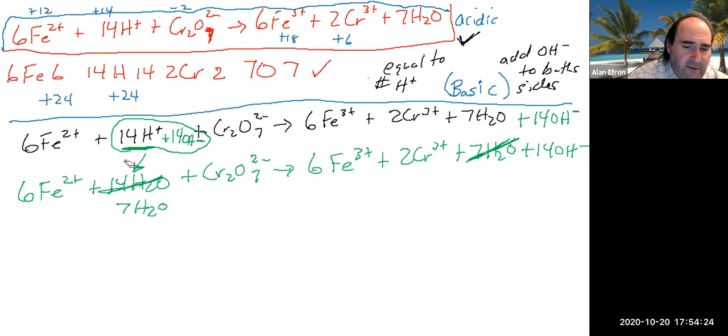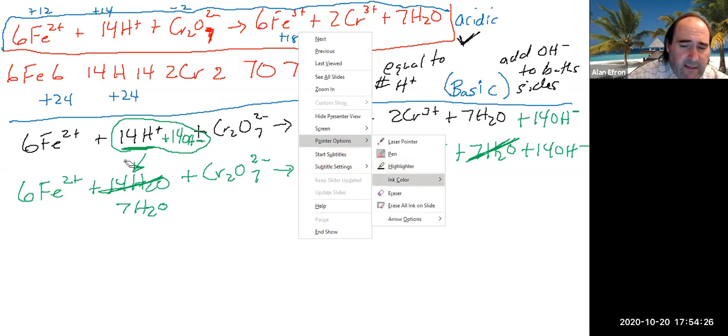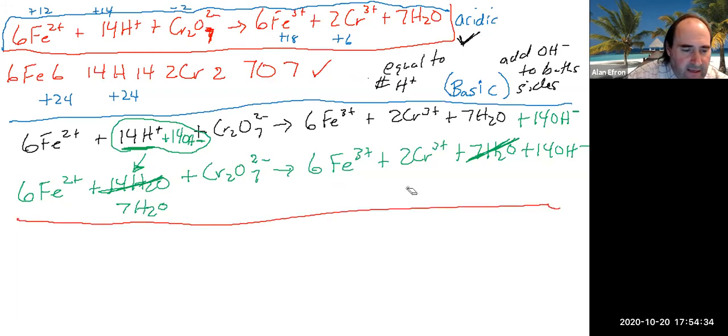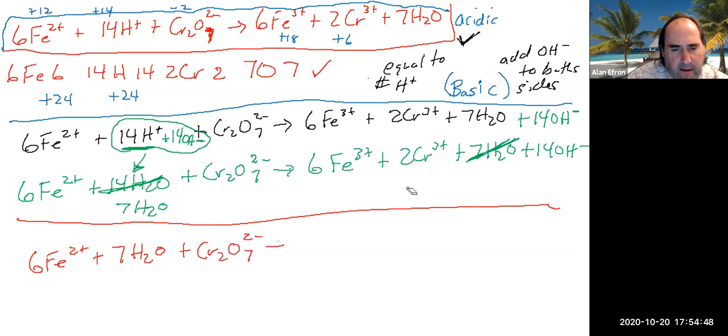So again, you can treat the arrow like an equal sign. You can subtract those 7 waters off from the right to the left. And now that should leave us the balanced equation in basic conditions. That would be 6 of our irons 2, we're left with 7 waters, we still have our dichromate. On the right-hand side, we have our 6 irons, our couple chromiums, and our 14 OH minuses.